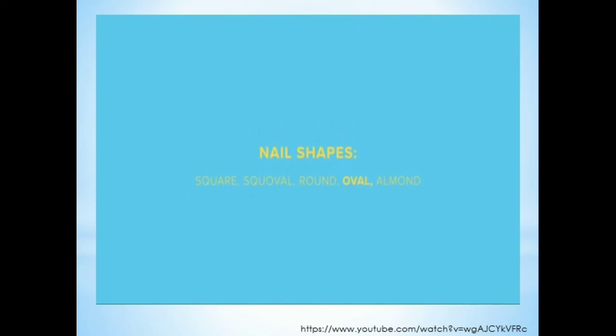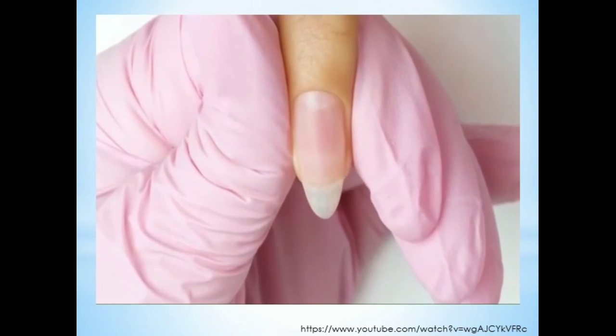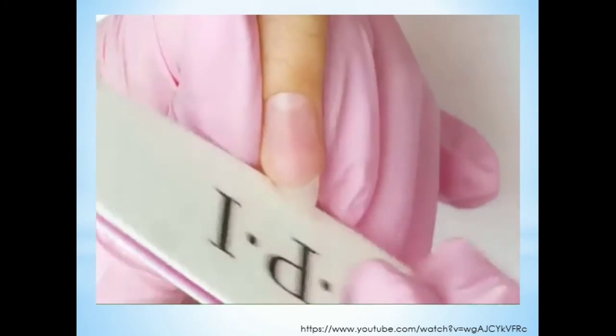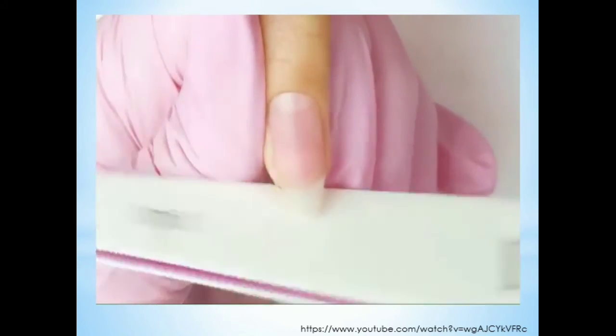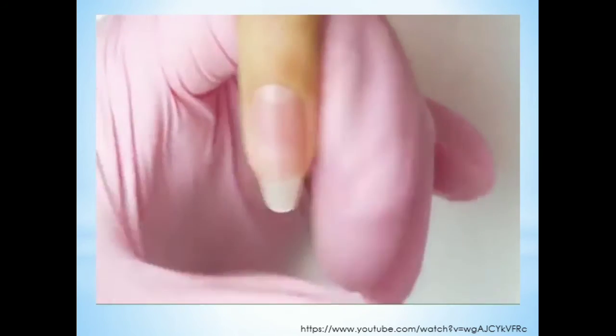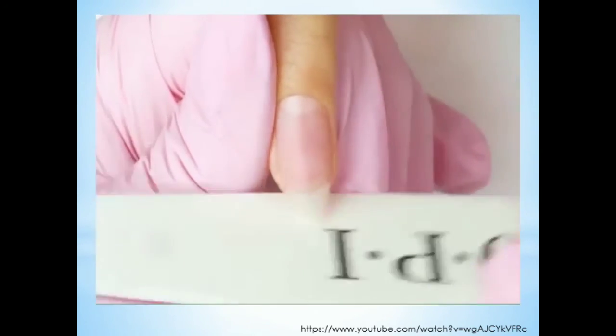Oval nails elongate the finger by narrowing the sides and tips of the nail. To achieve this look, file each side of the nail, slightly curving your file at the end towards the center of the nail to create an egg-like shape. Whatever I do on one side of the nail, I need to do on the other side to keep the nail symmetrical.